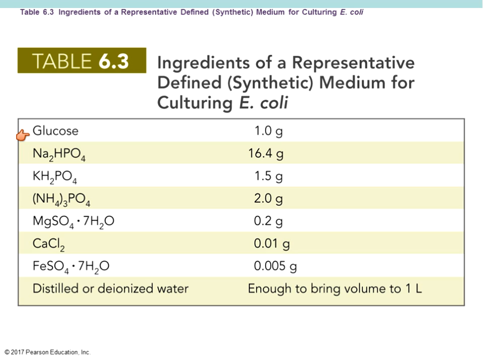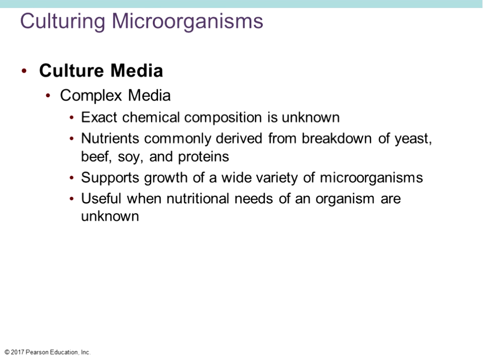So the difference between defined media and complex media is that defined media is going to literally chemically spell out what each one of the components that make up the media are. It's not going to just say proteins or beef extract or calcium carbonate. It's going to actually spell it out and also give you the exact concentration at which you can find each component in the media. Now with complex media, the exact chemical composition is unknown, so we're going to highlight that. Whereas with the defined media, we knew the exact chemical composition of it.